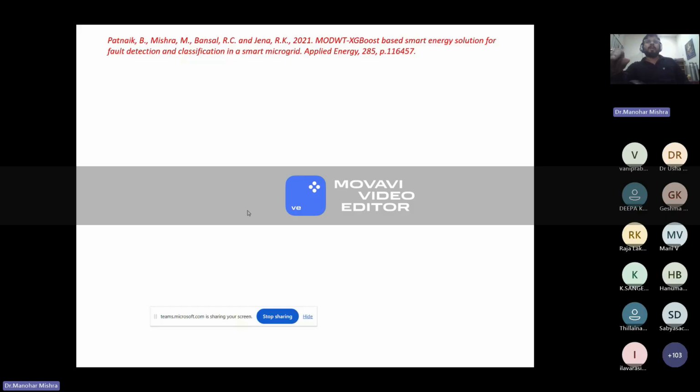So this is one paper that I'm going to explain: the MODWT, maximal overlap discrete wavelet transform, and XGBoost algorithm that we have applied as a smart energy solution for fault detection and classification in microgrid. This is published in Applied Energy with an impact factor of around 11.